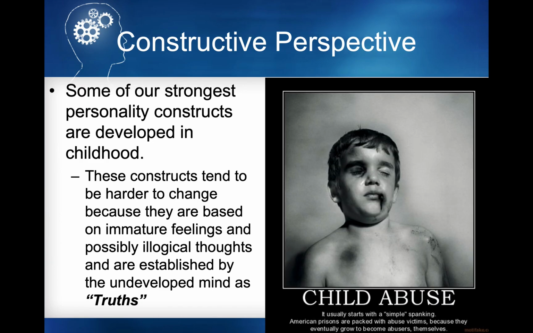Some of our strongest personality constructs are developed in childhood. These constructs tend to be harder to change because they're based on immature feelings and possibly illogical thoughts, and are established by the undeveloped mind as truths. One example would be child abuse. If you grow up thinking that this is the way the world is and this is the way it's supposed to be, it's really hard to change all that.